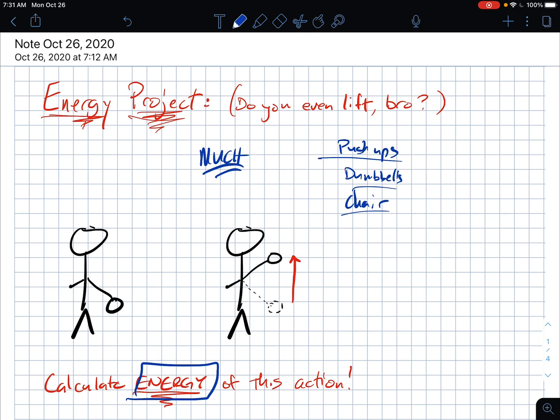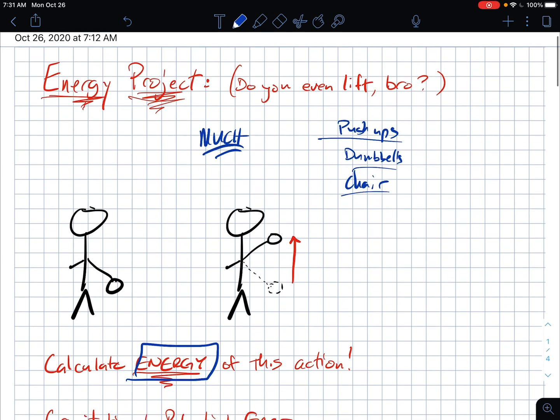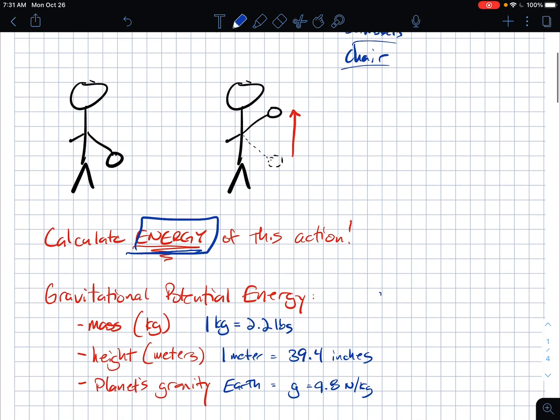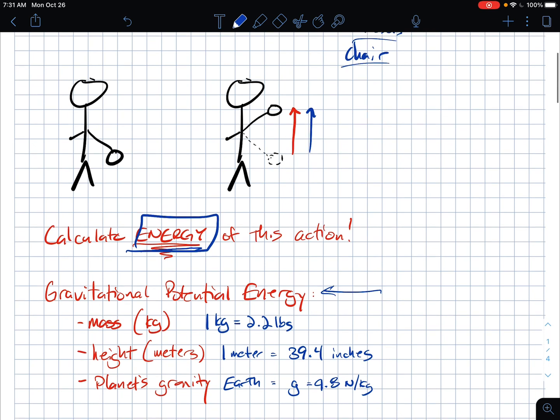That means either picking a smaller weight and lifting it 10, 20, 30, 40 times, or picking something as heavy as you can and lifting that. But to calculate how much total energy you're going to burn, we need to know the formula for gravitational potential energy. Because as you lift this object up like this, now it's got more potential energy. If you can calculate the actual number for that, that'll tell us how much energy you burned by doing so.